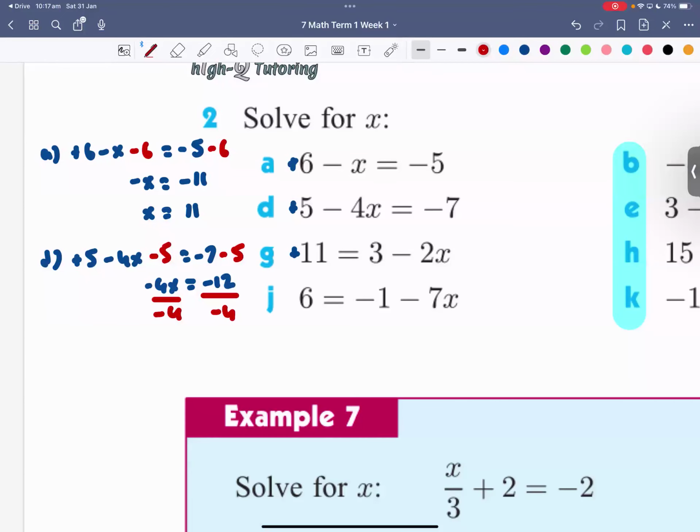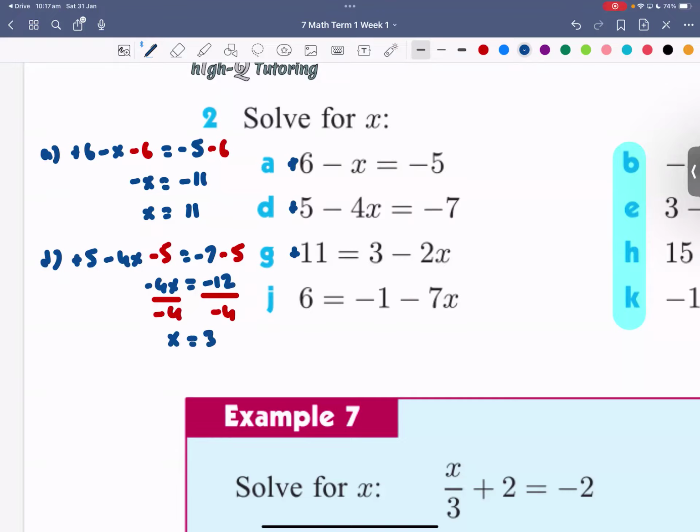So what is -4x divided by -4? Oh, you're doing the other side. I'm doing this. You're right. x equals... -4x divided by -4 is x, and -12 divided by -4 is 3.